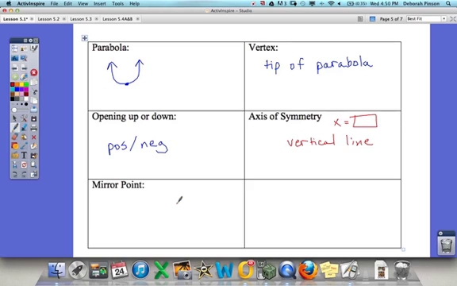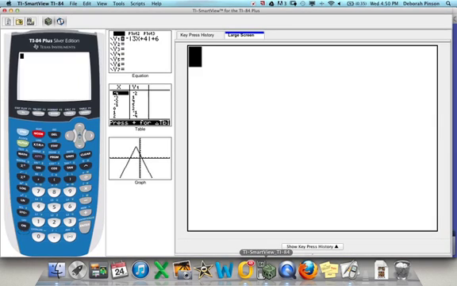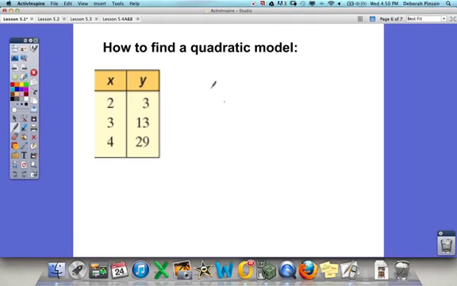Now if you don't have your calculator, you might want to pause this and grab your calculator real quick, because the last thing we're going to do is using our calculator. Let me make sure I have mine pulled up. So what I want us to do is I'm giving you 3 points, and each of these I'm giving you the x and the y that goes with it. I'm giving it to you in a T-chart. I could also give it to you as a point like this.